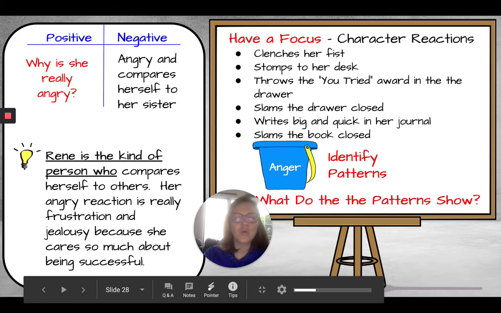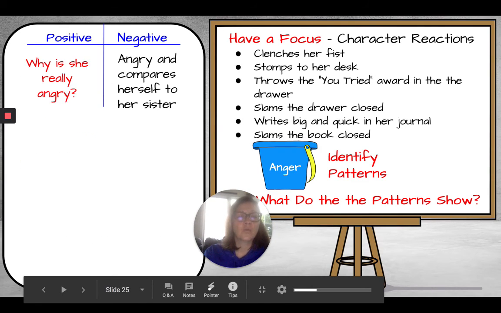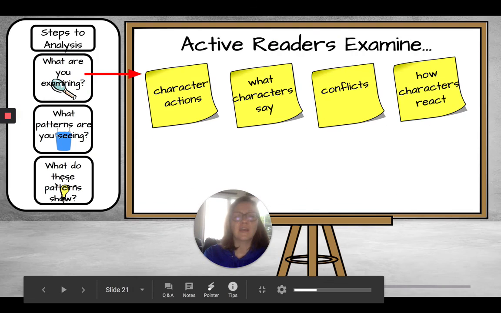So whether you are going to be using actions, what characters say, conflicts, or if you want to try this work of how characters react in your book, whatever you try, you can push yourself with that same kind of thinking. What's the flip side? Why is the character acting that way? Why is the character saying it that way? Why is the character reacting that way? And then, this character is the kind of person who.